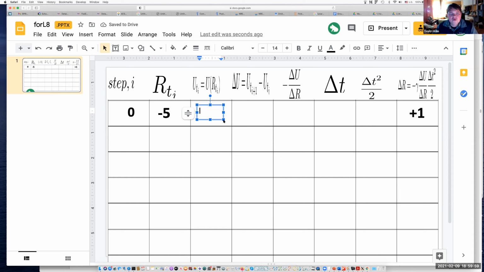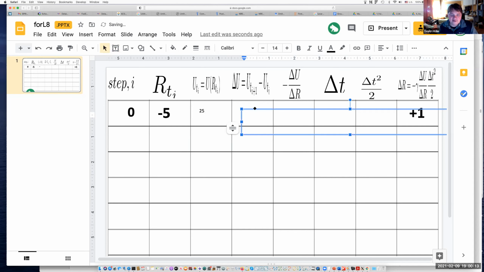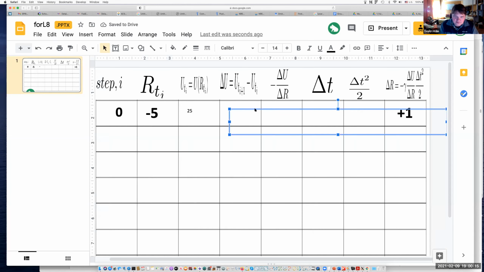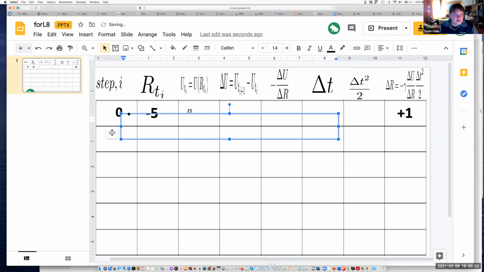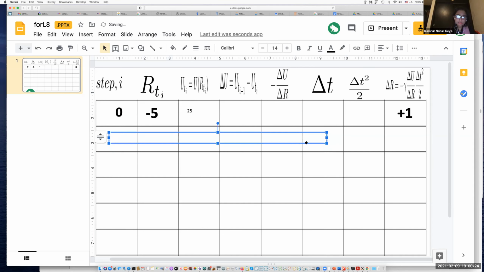So U, value of energy at -5. I take 5 squared will be 25, right? Then for the next step here, I cannot do anything because I do not have the first step. Now. So now it's 5. Okay. 24.